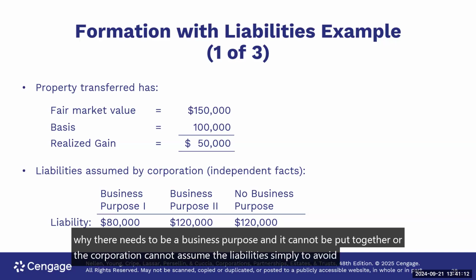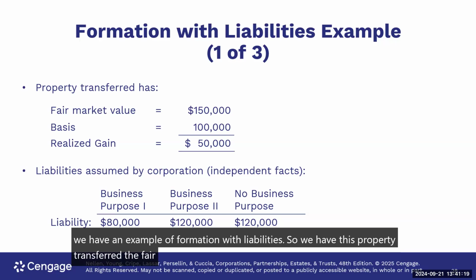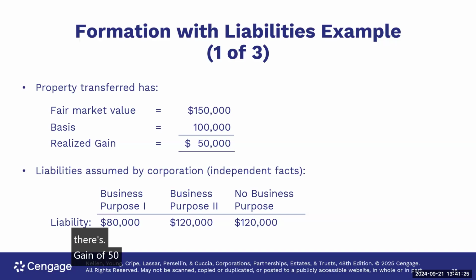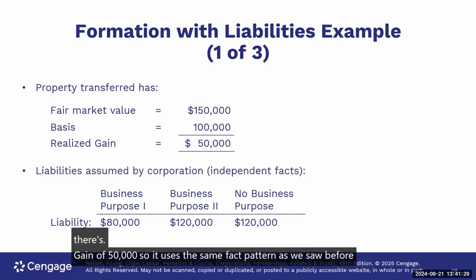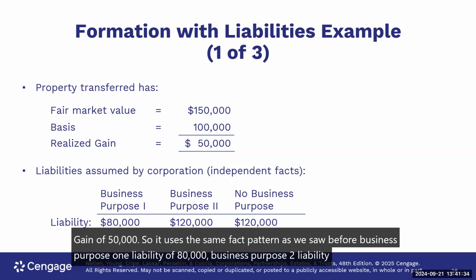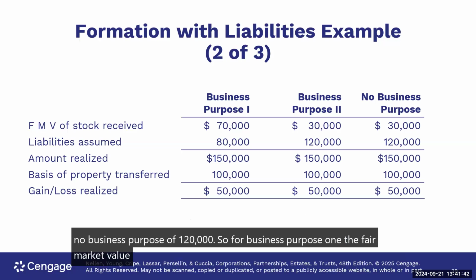Here we have an example of formation with liabilities. We have this property transferred. The fair market value is $150,000. The basis is $100,000. Therefore, there's a gain of $50,000. It uses the same fact pattern as we saw before. Business purpose 1, liability of $80,000. Business purpose 2, liability of $120,000, and no business purpose, liability of $120,000. For business purpose 1, the fair market value of the stock received is $70,000.